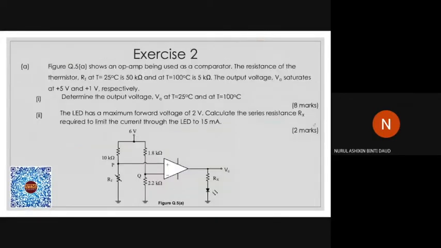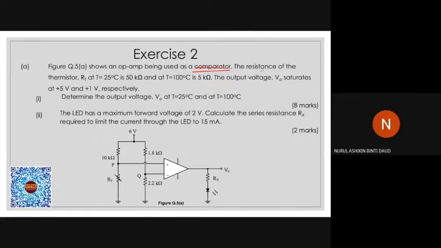Alright, so if there are no questions, let's proceed to exercise 2. Okay, exercise 2 ni dia complicated sikit. Alright, so for exercise 2, let's look. Okay, figure Q5A shows an op amp being used as a comparator. So this is the comparator circuit, yeah.